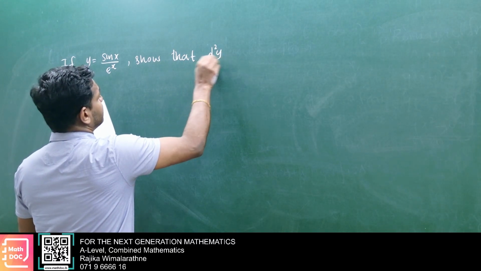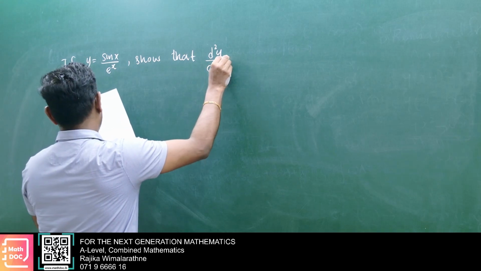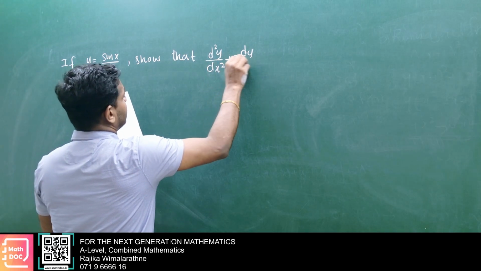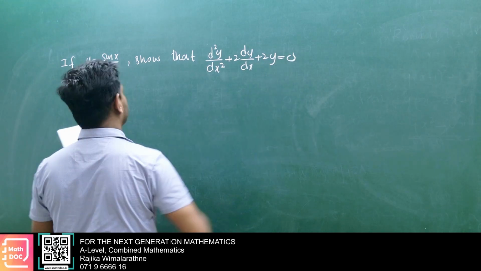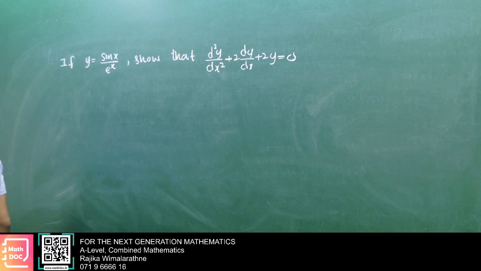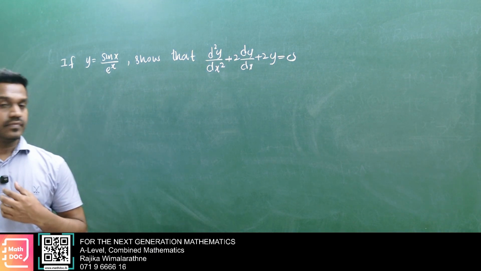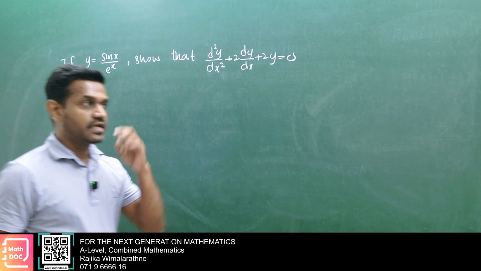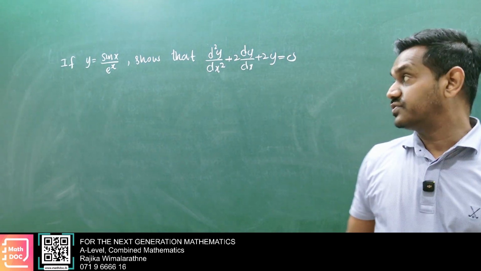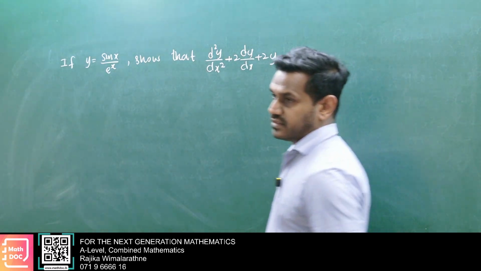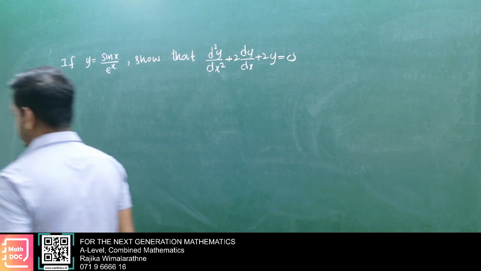d squared y over dx squared plus 2 dy over dx plus 2y equals 0. Okay, you just start. So that is a differential equation. We have to differentiate the function twice to obtain the required relation. Take time.